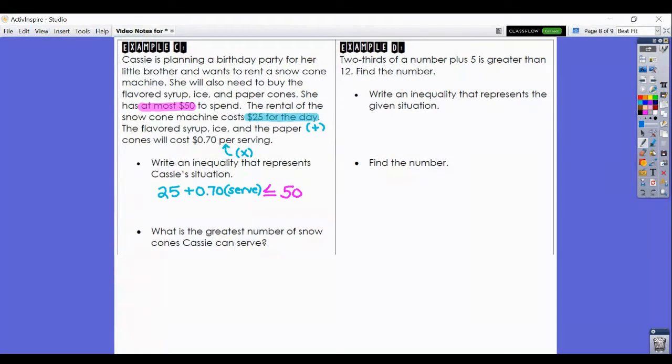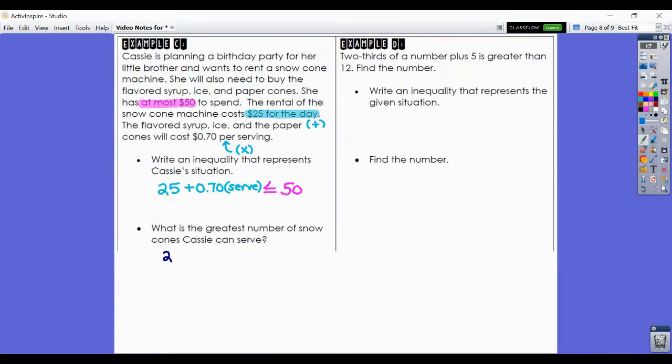We will now go ahead and solve the inequality we just set up, which is 25 plus 70 cents times that x. Let's swap out x for servings. And this will be less than or equal to 50. So I subtract 25 on each side. That gives me 0.70x, 70 as a decimal, is less than or equal to 25. Divide each side by the decimal 0.7 here, and we get our final answer to be x is less than or equal to 15.7.